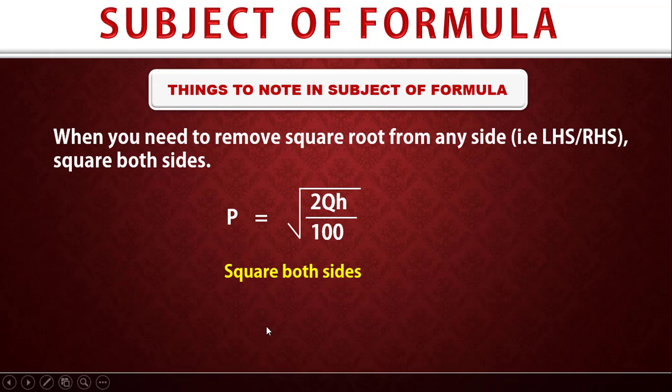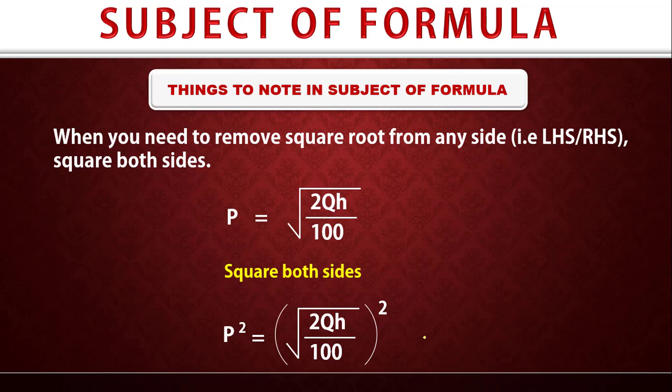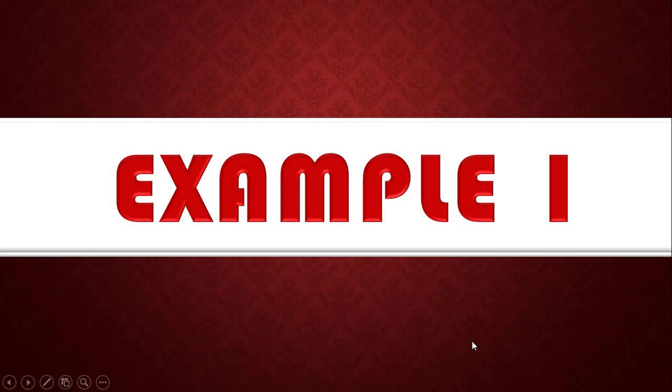So we have something like this. When you square both sides, we have p², that's the left hand side, equals to, then the right hand side, everything you have here, you raise to power 2, as you can see here. In that scenario now, the square will cancel out the square root, and so what you might have left at the right hand side will be 2qh over 100. Getting ready to show you the example 1.